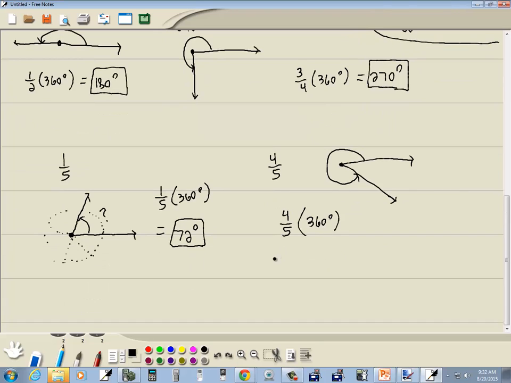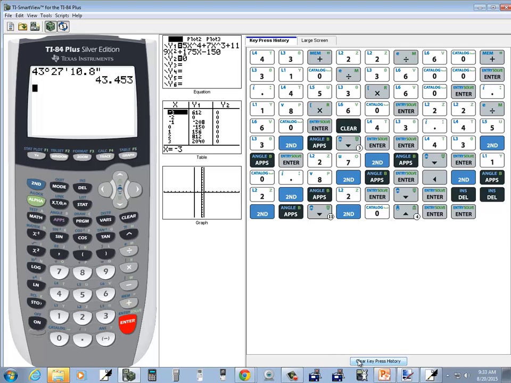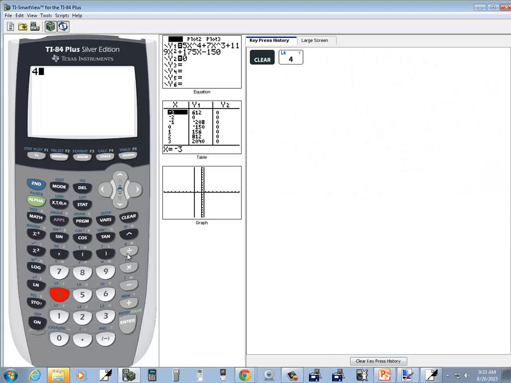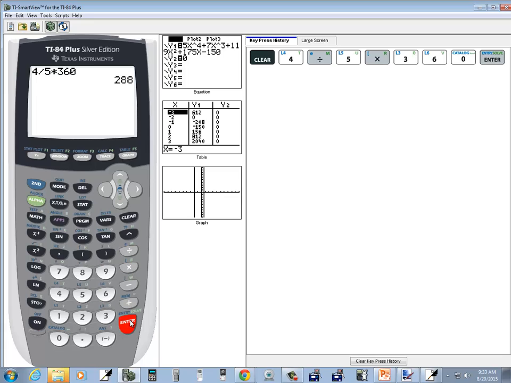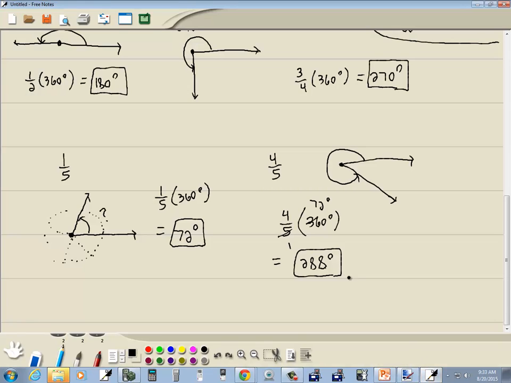Let's see. So 5 and 360 both divisible by 5. 5 divided by 5 is 1. 360 divided by 5 gives us 72. Okay, so then 4 times 72 gives us 288 degrees. Now, just since I did wake up kind of early this morning, let me double check that. 4/5 times 360 degrees does give us 288. So that would be your answer for that one.